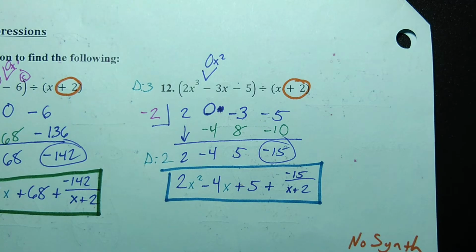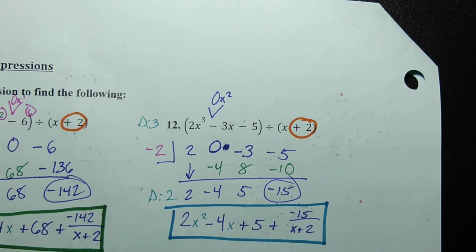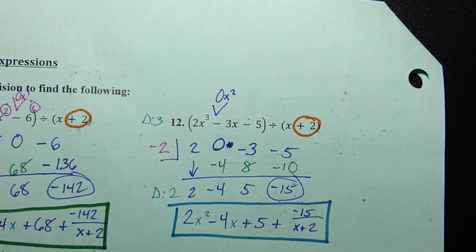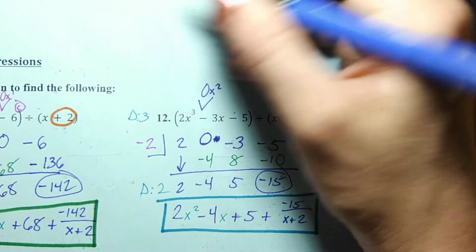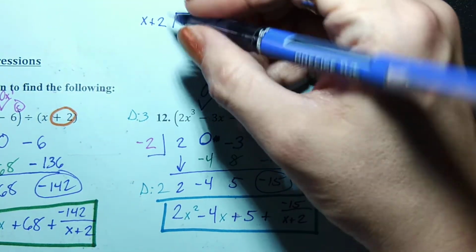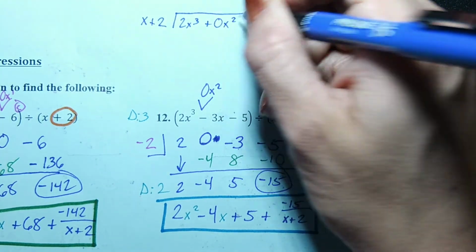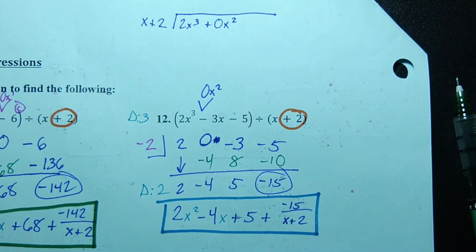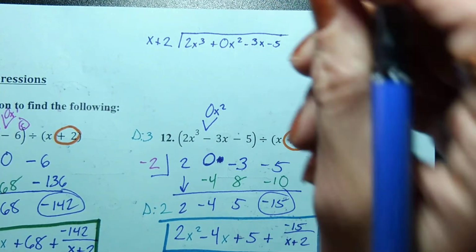Now, I'm going to show you how you can check yourself using the other methods. So, nice little review of what we did yesterday. We are going to do number 12 again, but this time with long division. So, we're going to make use of the space above. And we should have enough space for it. So, x plus 2, and then 2x cubed plus 0x squared, again, we need our placeholder for both synthetic and long division, minus 3x minus 5.